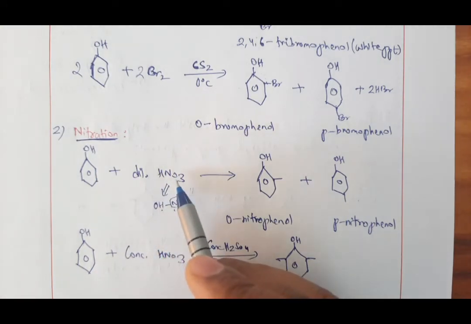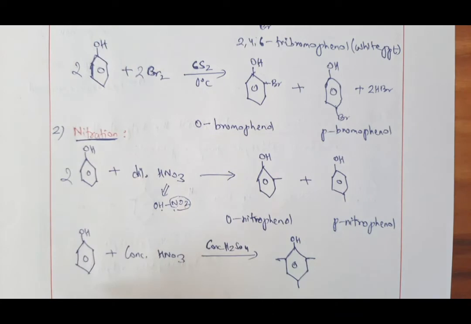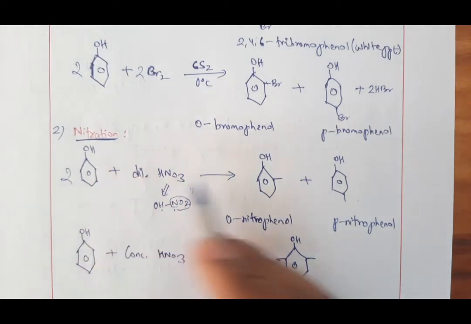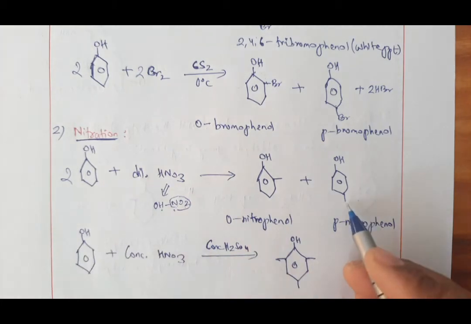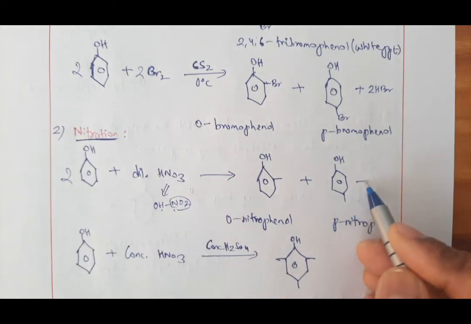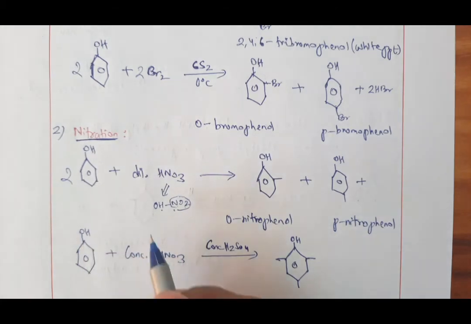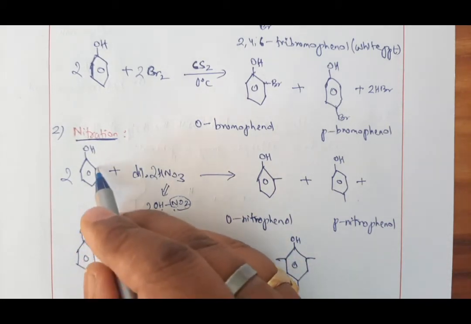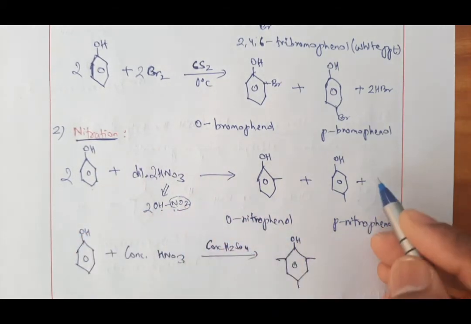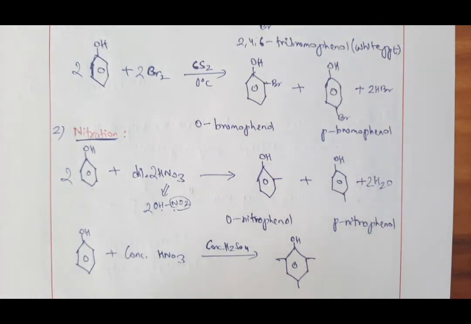But when you react with dilute nitric acid, it attacks separately. So we again take 2 phenols. In one phenol, take out H from the ortho position, and from another phenol, take out H from the para position. So how many H have I taken? One from ortho, one from para, 2H. They will go with 2 OH of nitric acid. 2H and 2 OH form 2 water.